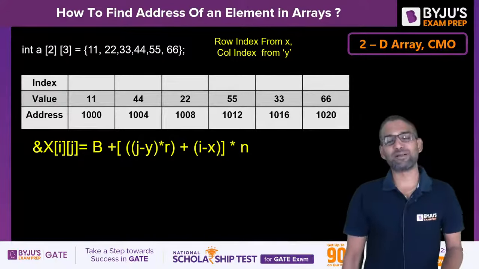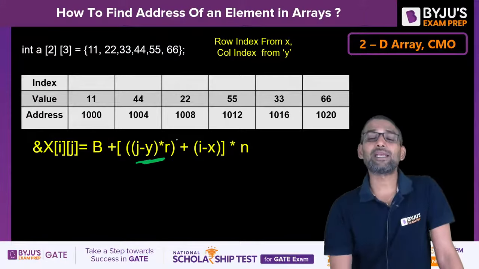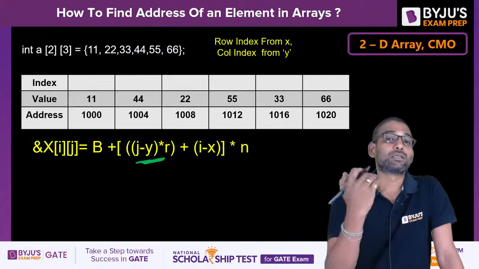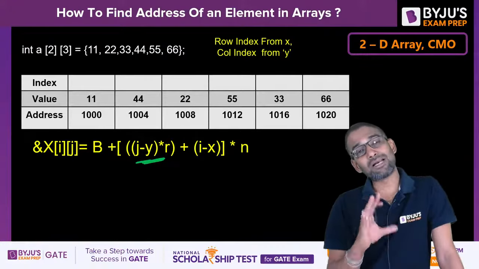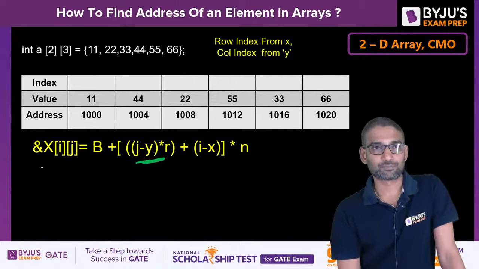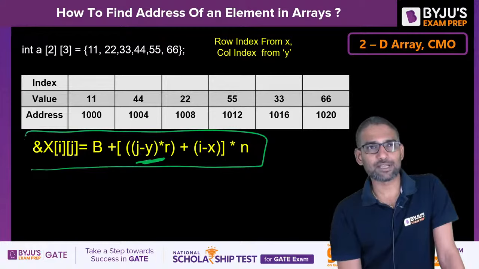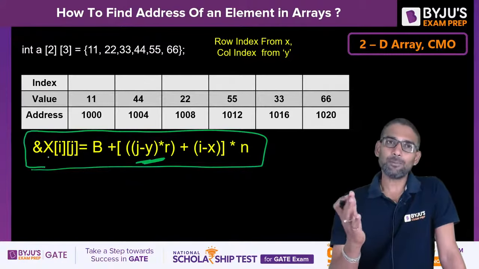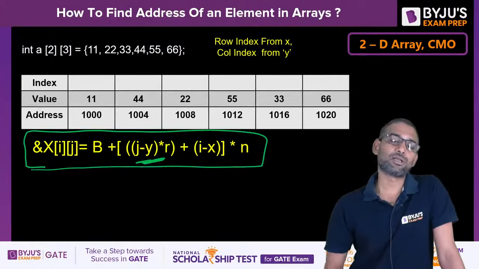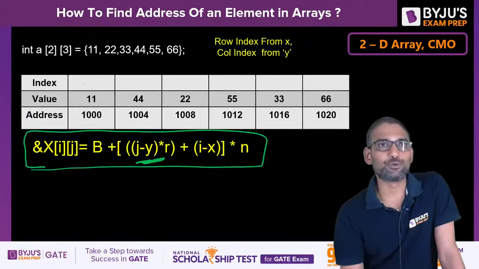Okay, this you experiment, you will get it. But here the formula is not the same, guys. Instead of I into C, row index into number of columns, what you got? Column index multiplied by number of rows, because it is column major order. Similarly, instead of I minus X, J minus Y. So, this is the general formula for column major order, and whether it is working or not, you can try. I will show you.